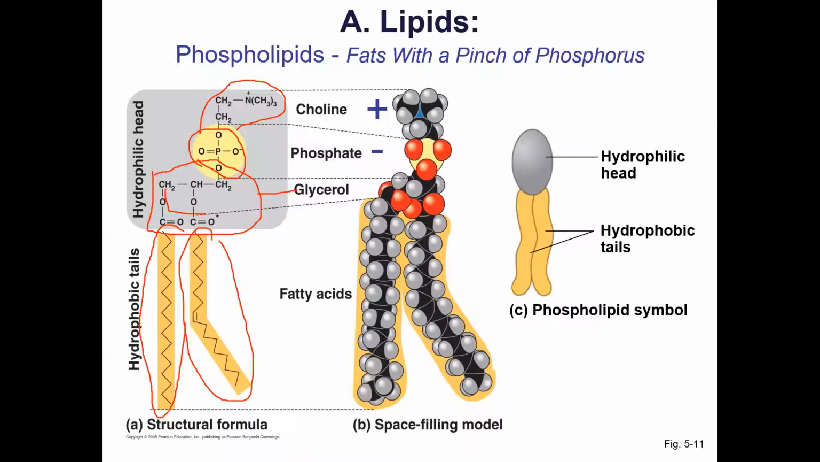Notice, I could draw this out every time. I just want to point out that the textbook will often draw them kind of like this. You've got a little polar head and these two little tails that are hydrophobic, and you'll see that symbol representing a phospholipid quite frequently.